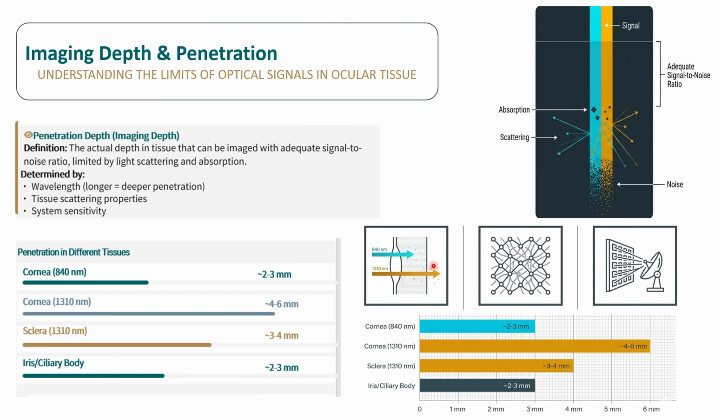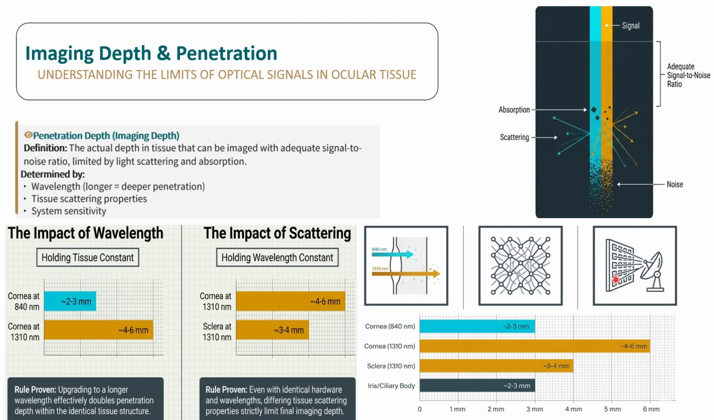The more the wavelength, the more the penetration. Then the tissue property and the scattering property of the tissue, and also the sensitivity of the system and the ability of the computer to resolve the image. Now, if we keep the tissue constant and apply different wavelengths to the same tissue, the cornea, you can see that once we increase the wavelength from 840 to 1310, the penetration increases from 2 to 3 to 4 to 6 millimeters. So, provided the same tissue, the more the wavelength, the more the penetration.